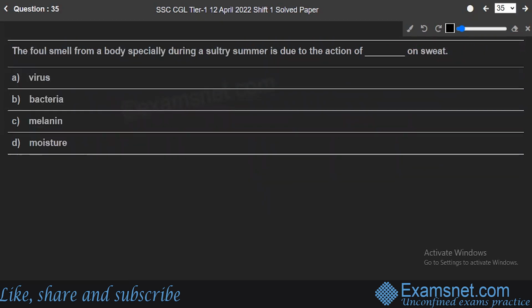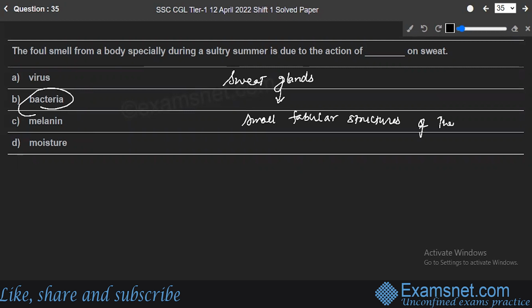A foul smell from a body, especially during a sultry summer, is due to the action of dash on sweat: virus, bacteria, melanin, or moisture. See, the foul smell from a body, especially during a sultry summer, is due to the action of bacteria on the sweat. If I'm talking about the sweat glands, they are small tubular structures of the skin that produce sweat.